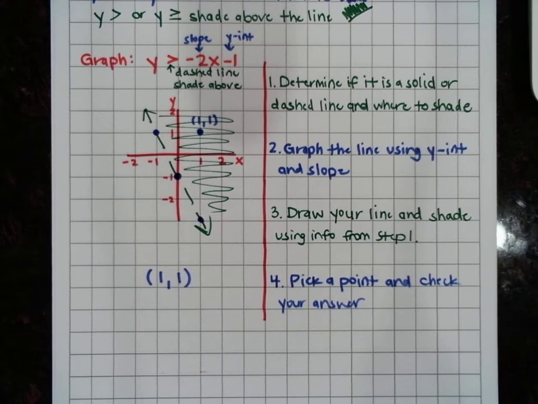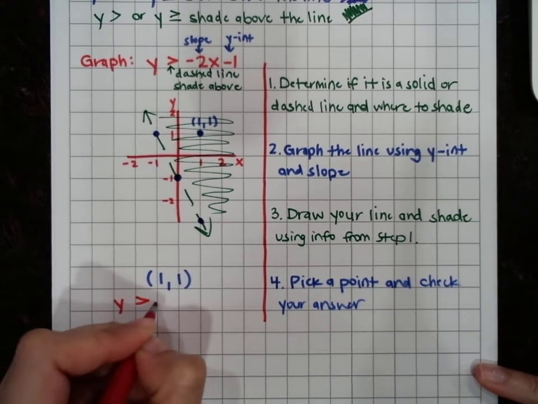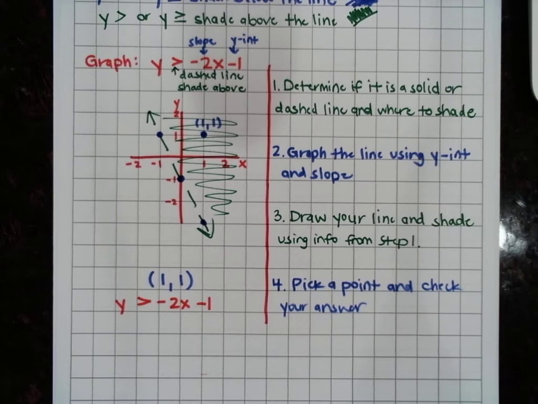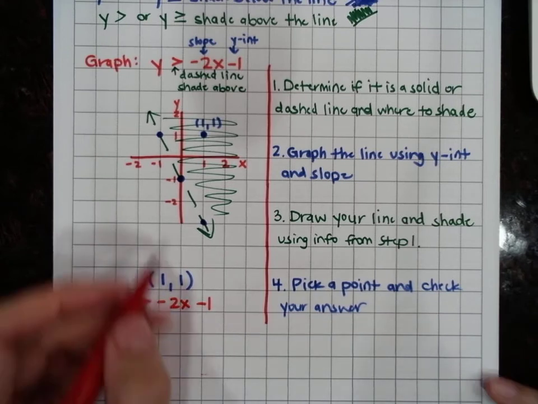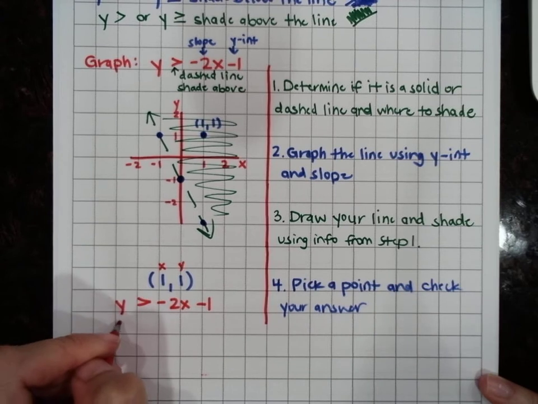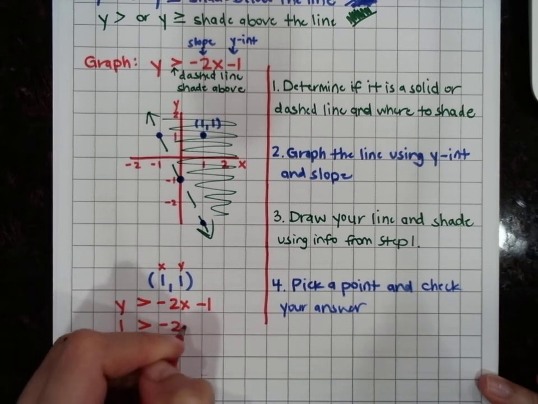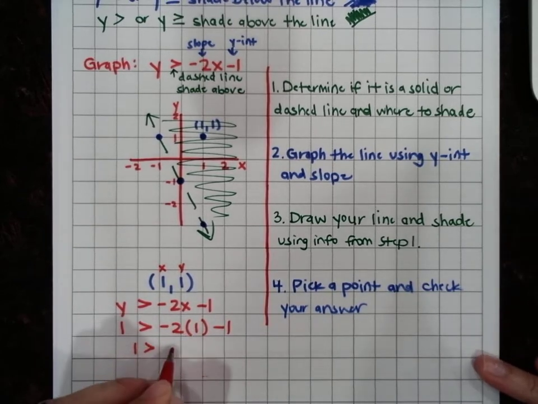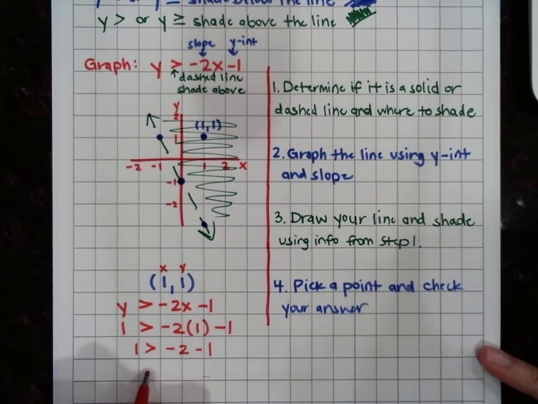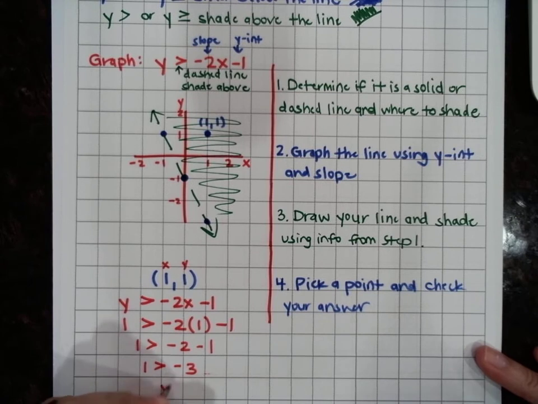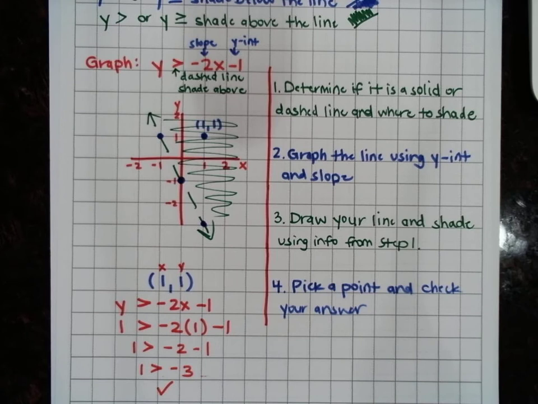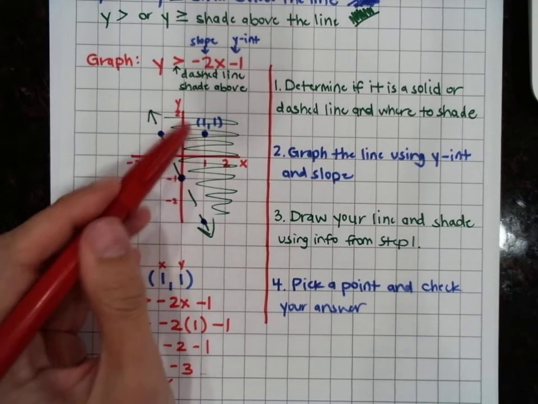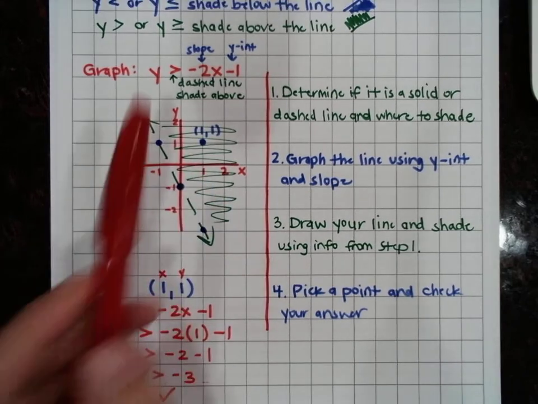So let's see. If I have y is greater than -2x minus 1, and I plug in, this is x and this is y, 1. Is that greater than -2 times x, which is 1, minus 1? Let's see, -2 times 1 is -2, -2 minus 1 is -3. Is 1 greater than -3? Yes, it is. So I know that the region I shaded is correct, and that any point in this shaded region will make this inequality true.